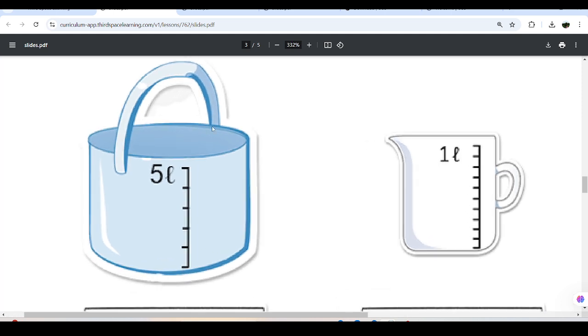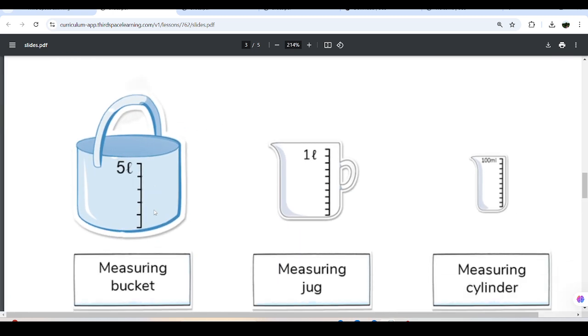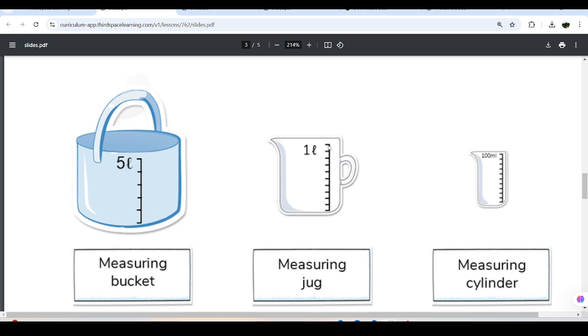So let's suppose we are putting water or something. If someone wants to take 1 liter of oil, they can measure it by putting it into it, and if this is transparent or translucent, we can see from outside that this much is 1 liter. Okay, then measuring jugs, this is a 1 liter jug.